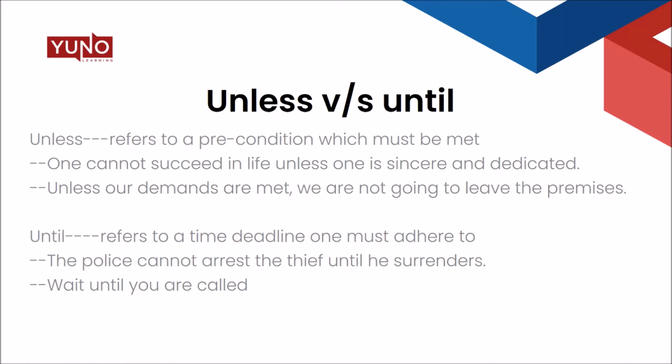Second example: unless our demands are met, we are not going to leave the premises. There is some workers' union, they are protesting and they issue an ultimatum that unless you fulfill our demands, no way are we evacuating this place. And notice one thing, the word unless can be used in the middle of the sentence, or it can also be used in the beginning of the sentence.